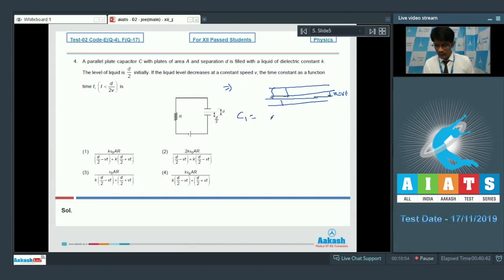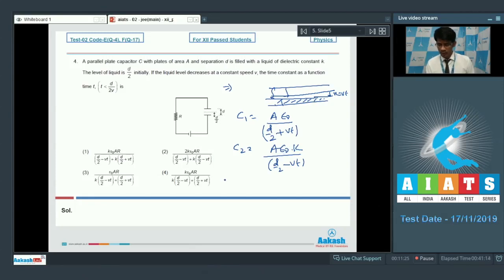C1 would be A epsilon naught over distance D by 2 plus this distance Vt. Similarly, C2 will be A epsilon naught over this distance D by 2 minus Vt. Since this much of the part is having a dielectric constant, say K, its capacitance will be this much.